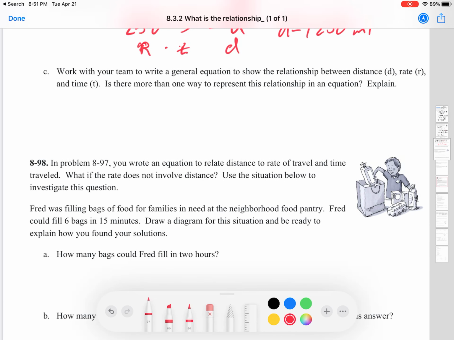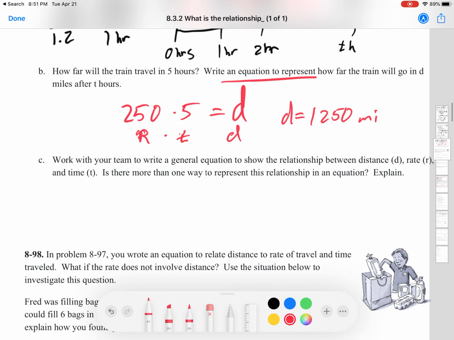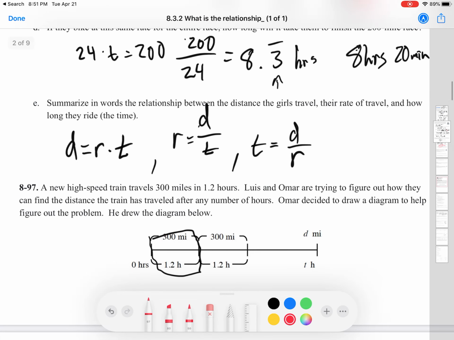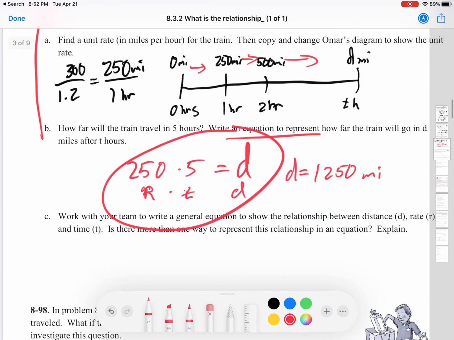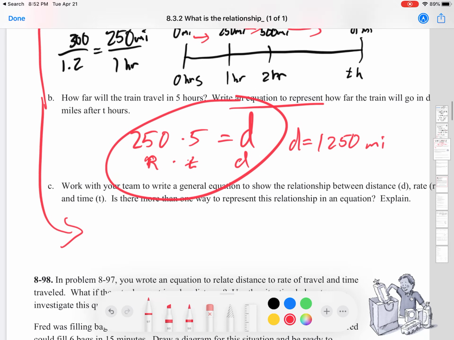Work with your team to write a general equation to show the relationship between distance, rate, and time. Is there more than one way to represent this relationship in an equation? I kind of showed that one earlier, right? How far will the train travel in 5 hours? We just put that whole equation together right here. I may have even jumped the gun when I put it together up here. I guess this one was more in words. I put it in equations. These equations we could have kept going. Put it really here, I suppose.